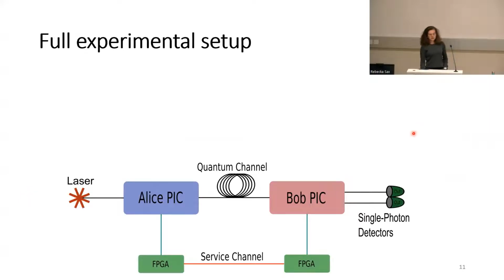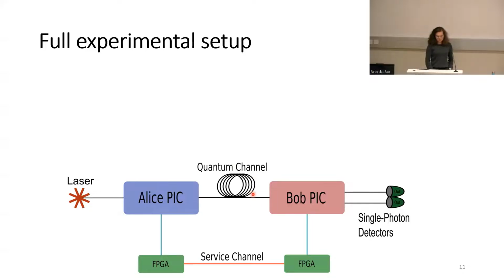So for the full experimental setup, we have here an external laser coupled into the chip of Alice. Here we can encode our states and attenuate them down to single photon level. We can place single mode fiber in between, and we go to the receiver. And here we have single photon detectors that are off chip. Alice and Bob are both controlled via FPGAs and are linked via a service channel. This allows us to produce a secret key exchange in real time, and the error correction algorithm that we use is Cascade.